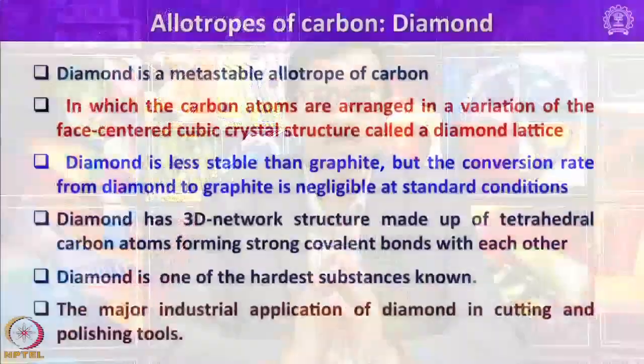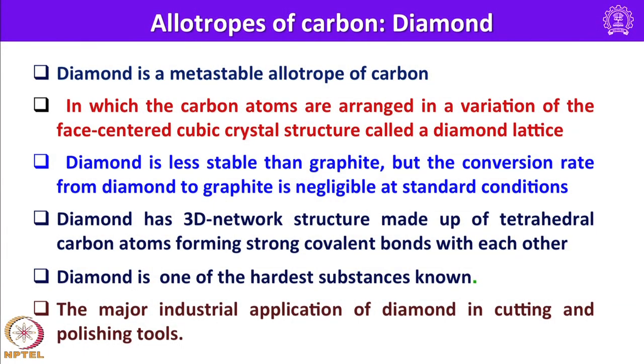Let us look into another allotrope of carbon, that is diamond. Diamond is a metastable allotrope of carbon, in which the carbon atoms are arranged in a variation of the face centered cubic crystal structure called a diamond lattice. In diamond, every carbon atom is tetrahedrally coordinated to other carbon atoms, and this network is three dimensional in nature, which leads to the formation of diamond. So, diamond is one of the hardest substances known. The major industrial application of diamond is in cutting and polishing tools.